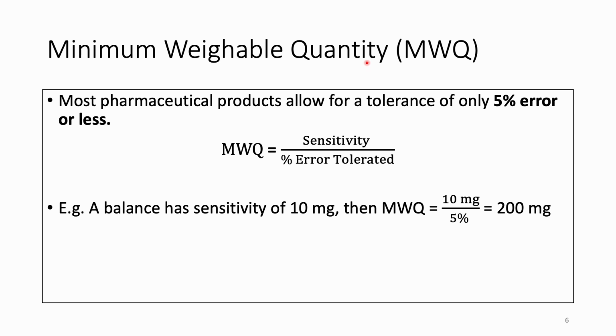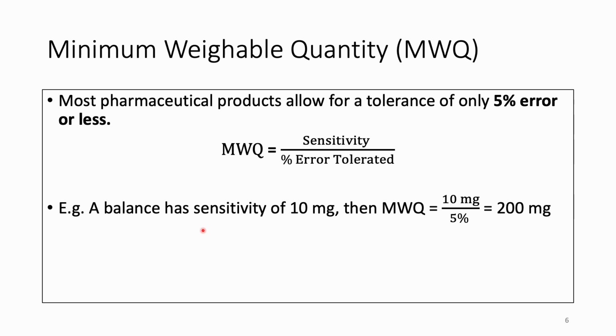Before we go to the content, let's have some review, because content weight variation validation is important in compounding capsules. First, you need to know about minimum weighable quantity. Most pharmaceutical products allow for a tolerance of only 5% error or less, so minimum weighable quantity equals the sensitivity of the balance divided by the percentage error tolerated.